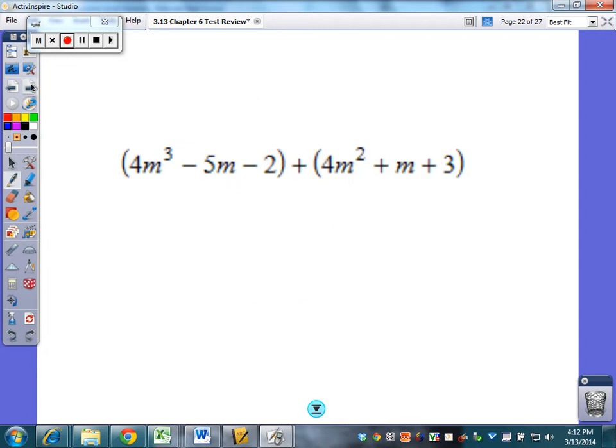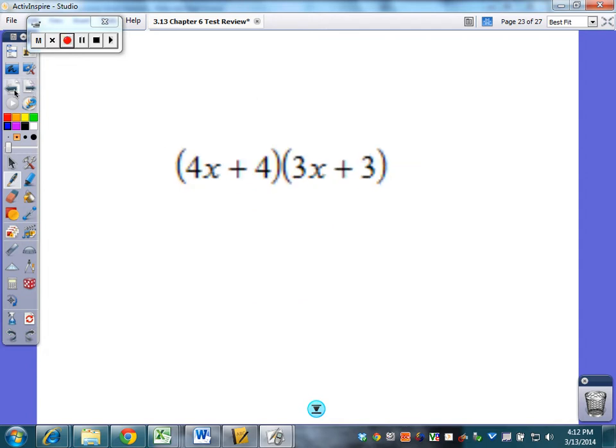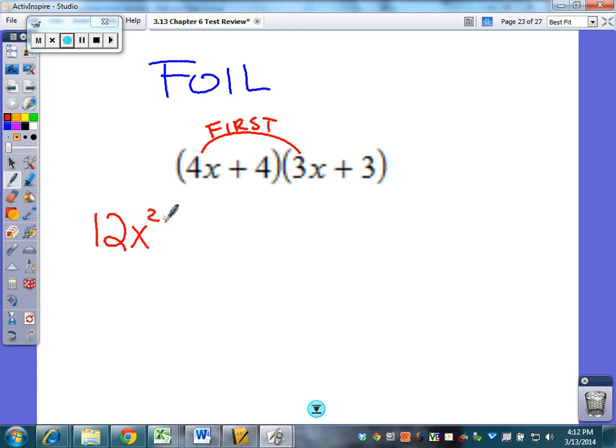Okay. These are a little bit easier, so for sake of time, I'm going to skip these and go straight to FOIL. Okay? So FOIL: first, outer, inner, last. So take our first terms. 4x times 3x is 12x squared. Then we take our outer terms. Well, 4x times 3 is 12x.